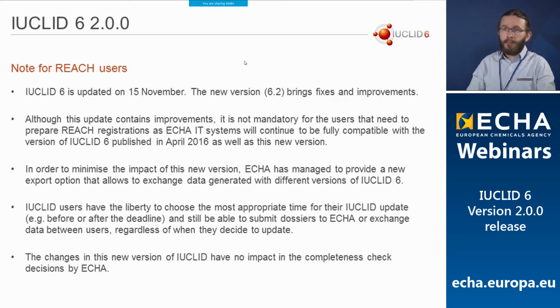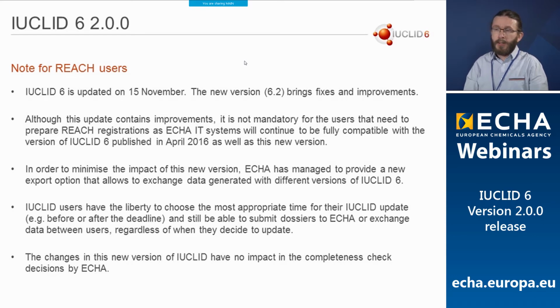So, although it contains improvement and it is recommended to install the new version to benefit from these improvements, it still does not mean that it's mandatory for preparing registrations, for example, for the 2018 deadline that we have next year in Europe. So the version that we have now is fully compatible with previous versions. So you can use any Euclid 6 versions published in the past in order to submit information to ECHA IT systems. And in order to prove that as well, I can tell you that we upgraded already our systems to the new version of Euclid around 10 days ago.